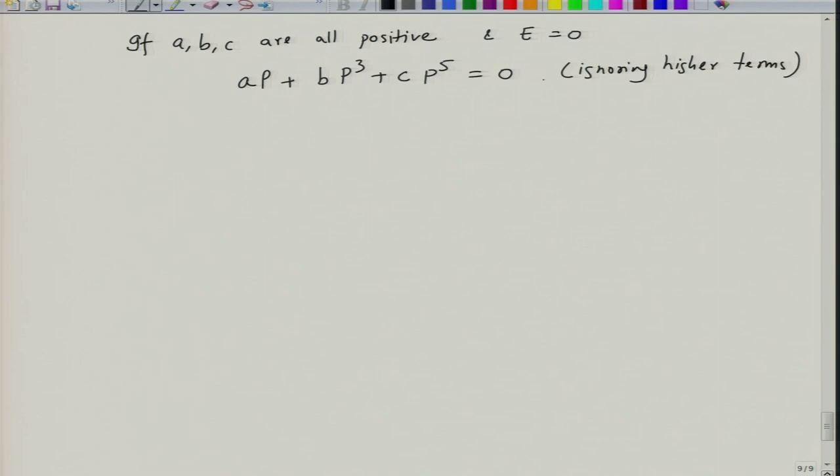So if that is true, if A, B, C are all positive and E is equal to 0, then we can clearly see that P is equal to 0 is one root, right? So at P is equal to 0, there is certainly one minimization that will occur. So that is the first lesson that we learn from this exercise.